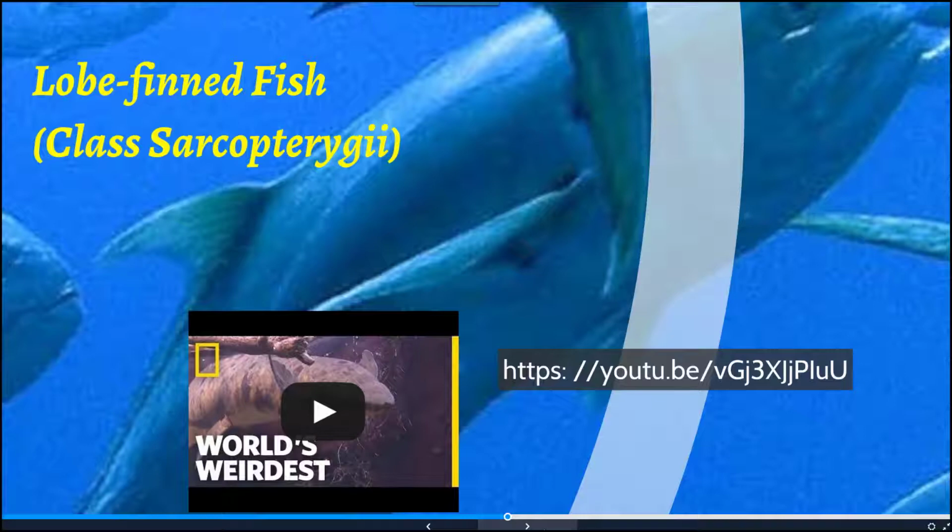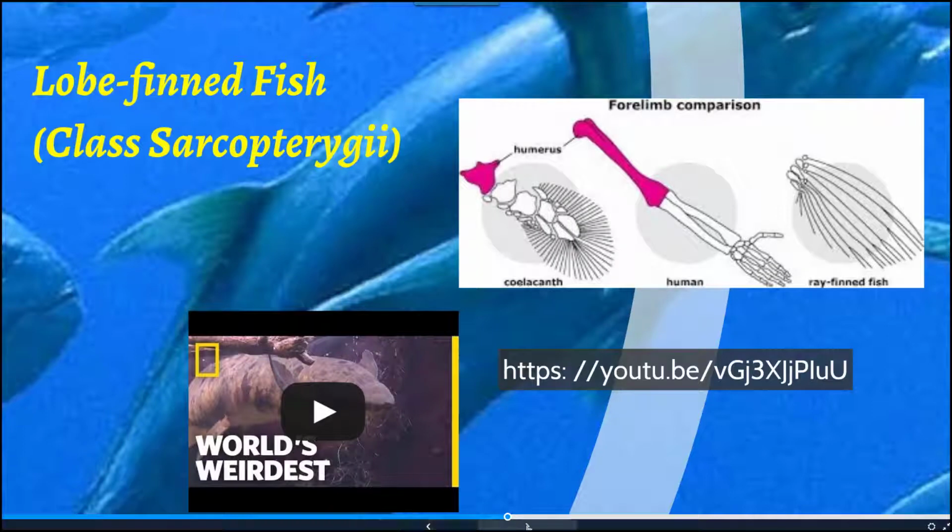Lobe-finned fish are part of a class called Sarcopterygii. These organisms are going to be slightly different from the ray-finned fish in that they have bone structures that are actually located within their fin. So if you look at the human here, and we look at the gray shaded area in each of these, that's kind of a similar region within each of these different appendages. And you can see that the humerus of an organism called the coelacanth and of a human are going to be attached to a series of bones that are going to form and continue the structure of that appendage.